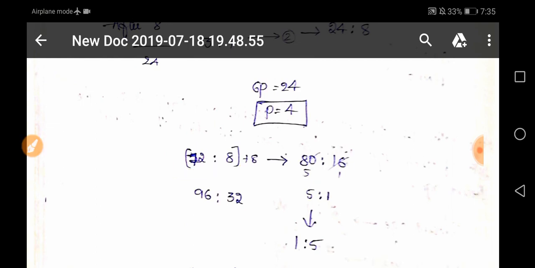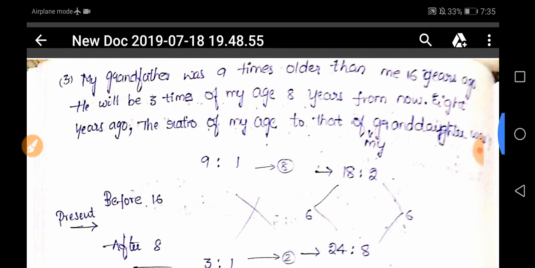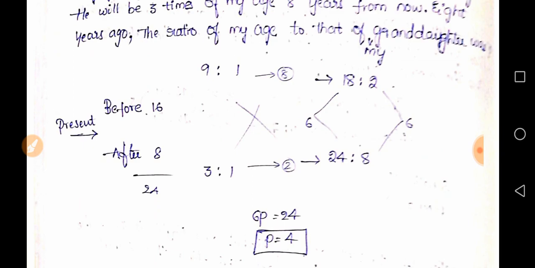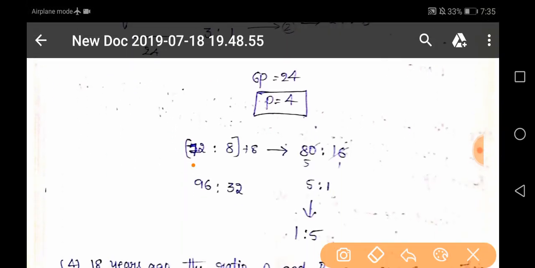But what have they given you? 8 years ago. Okay, 8 years ago. What do we do for ago? 16 years before, right? So 8 years ago means in that itself they'll come, no? So what we have to do is just add 8 on both sides. So 80 is to 16, and 16 ones and 5 5s are, it is 5:1. Okay.